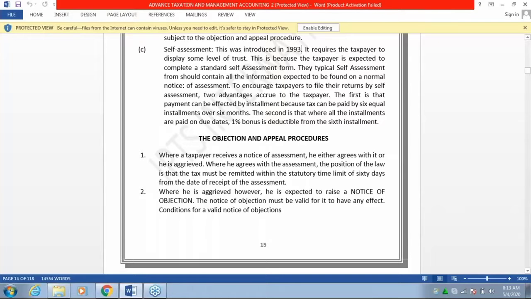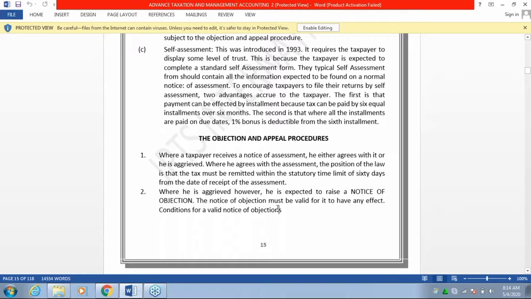So where he agrees with the assessment, the position of the law is that the tax must be remitted within the statutory time limit of 60 days from the date of receipt of the assessment. Then where he is now aggrieved, that is, he does not agree with the assessment, he is expected to raise a notice of objection.